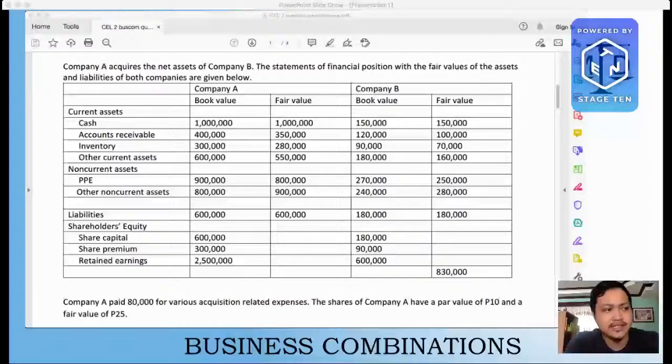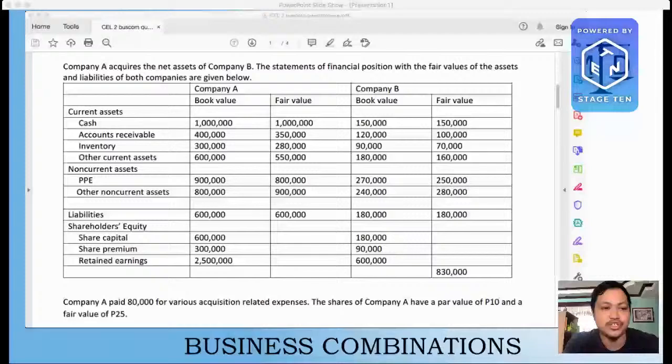You are given a period of 1 year to determine with finality the fair values that you will use. But within that period, class, the fair value that we will be looking for is the fair value as of the acquisition date. So it would retroact. You are spending 1 year just for us to determine the fair value as of the date of acquisition. We do not use other fair values within the measurement period.